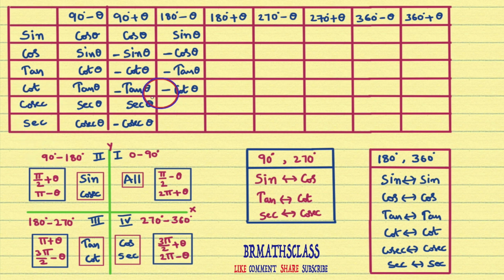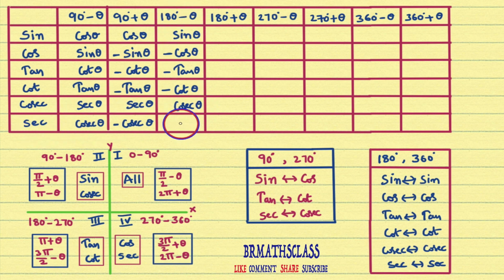So cot(pi minus theta) is minus cot theta. Now cosecant(pi minus theta). As pi is there, cosecant remains the same, so cosecant theta. Pi minus theta is in the second quadrant. In the second quadrant, is cosecant positive or negative? Look here, in the second quadrant, cosecant x is positive. So cosecant(180 degrees minus theta) is plus cosecant theta.